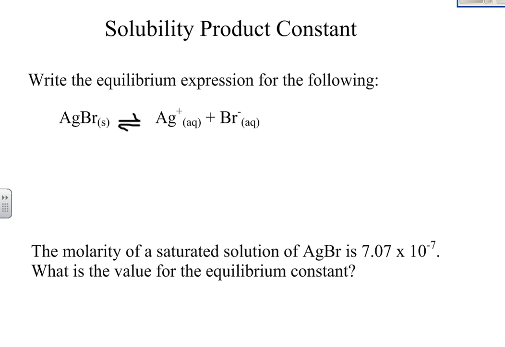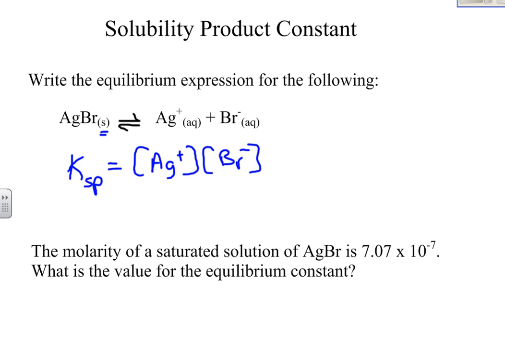So this is a physical process, and if we do the K equilibrium for this, if we leave out the solid, we get that the K is equal to the concentration of the silver ion times the concentration of the bromide ion, and we give this a special name, as the title is called, the KSP, or the solubility product for this reaction.